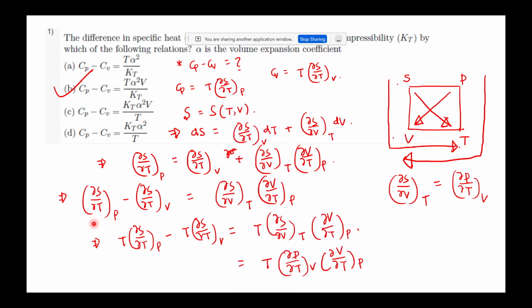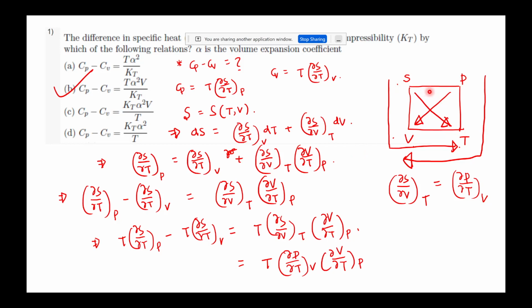Okay, so this is done. Now we have multiplied by T in this expression. So this becomes T del S del T at P minus T del S del T at V, which equals T del S del V at T times del V del T at P. Now del S del V at T can be written in terms of del P del T at V. How can we write that? That is the Maxwell relation.